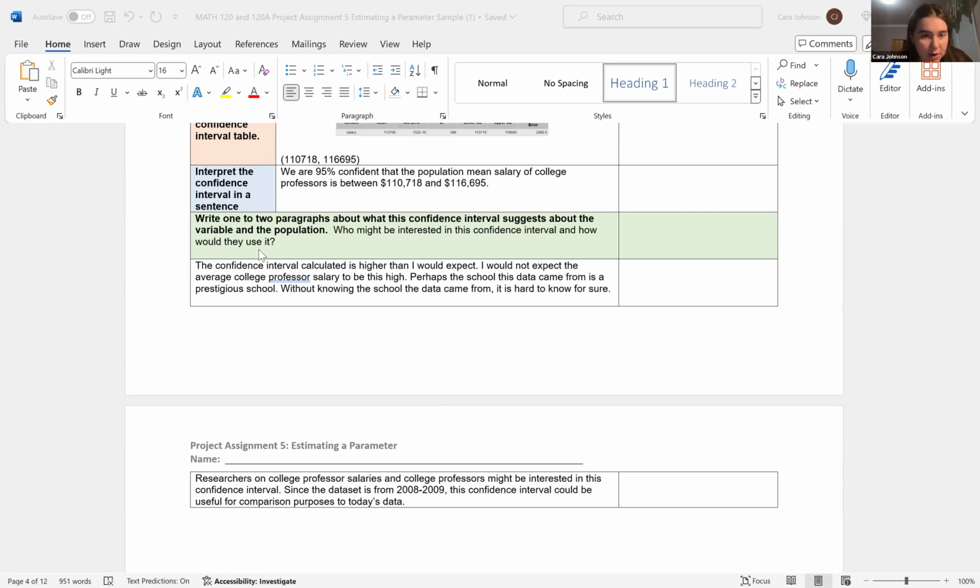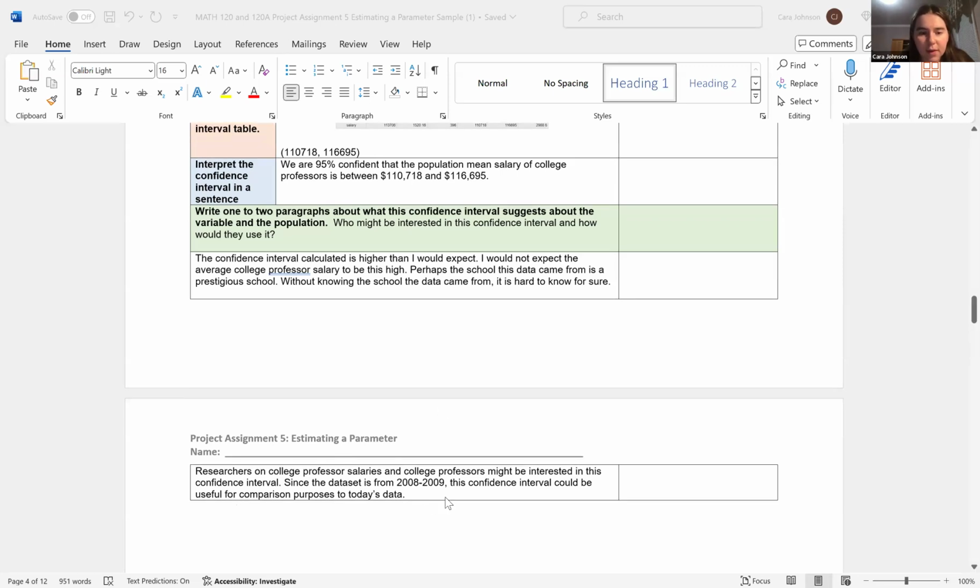And then talk about who might be interested in it. So for me, researchers on college professors' salaries and college professors might be interested in it. So in the data system from 2008 to 2009, this confidence interval could also be used for comparison purposes to today's data. So just talk about something like that, who they are, and how they could use it.